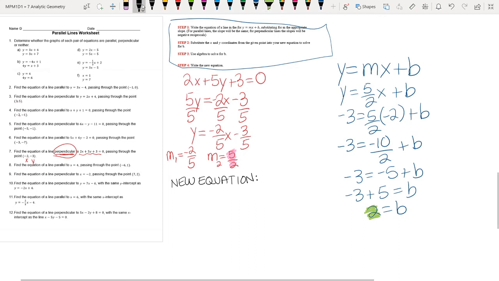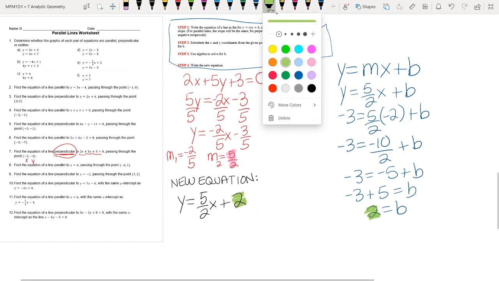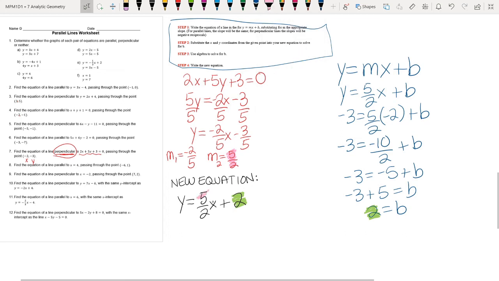Now we can write our new equation because we have a slope and we have a y-intercept, and we get y is equal to 5/2 x plus 2. And just to color code, here we have our y-intercept, and here we have our slope.